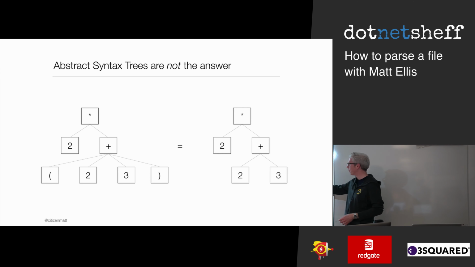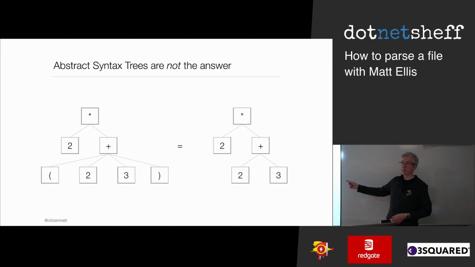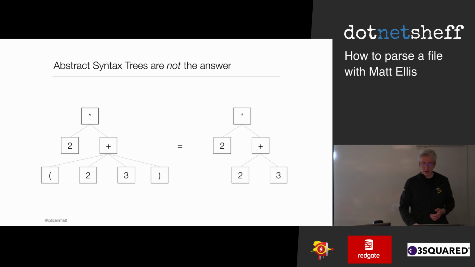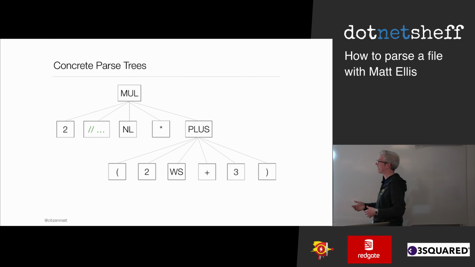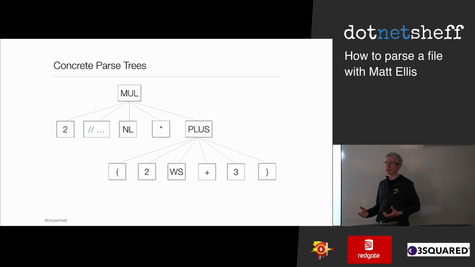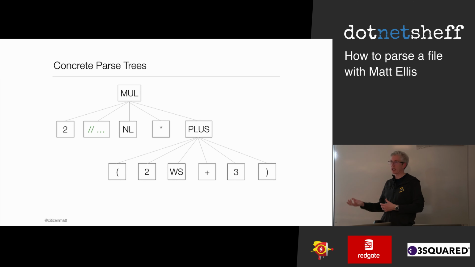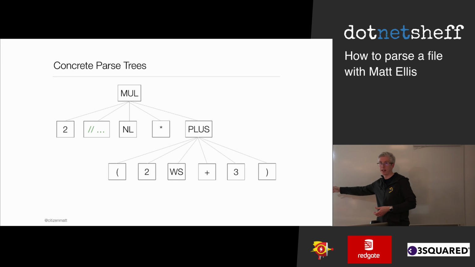Abstract syntax trees: these two trees are equivalent, for example. The one on the left, which has brackets around a particular expression, doesn't need them because the structure of the tree tells us where the brackets are. So these two are equivalent, and that's not what we need. What we really want is a concrete parse tree. A concrete parse tree has everything in there. It has all the white space, all the comments, all the tokens. Whereas an abstract syntax tree represents an abstract view of the thing you've got, this is the actual concrete thing. This is the text of your file.